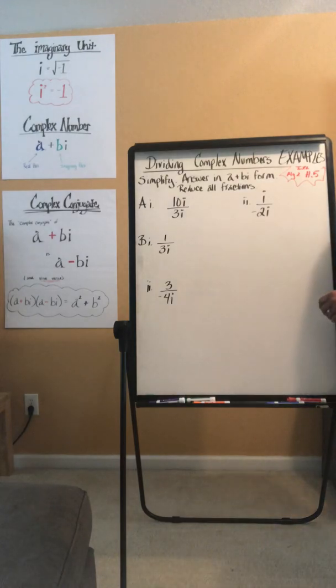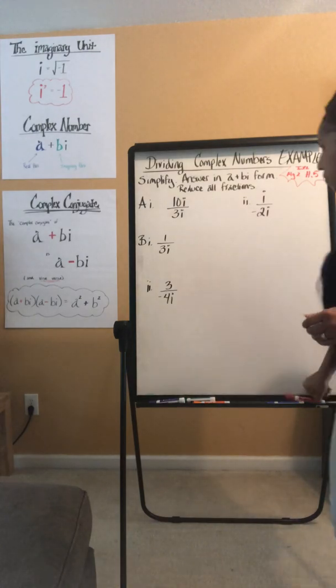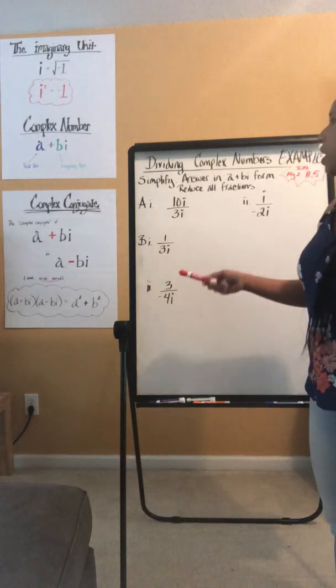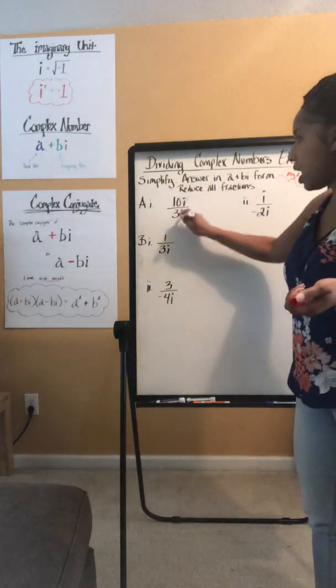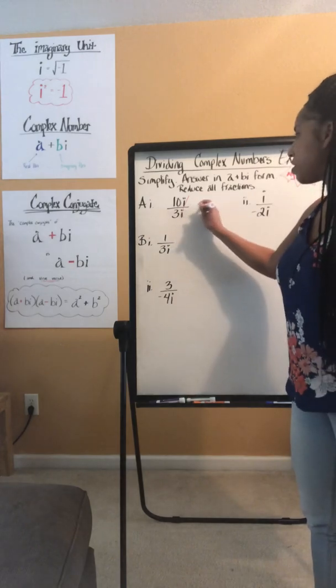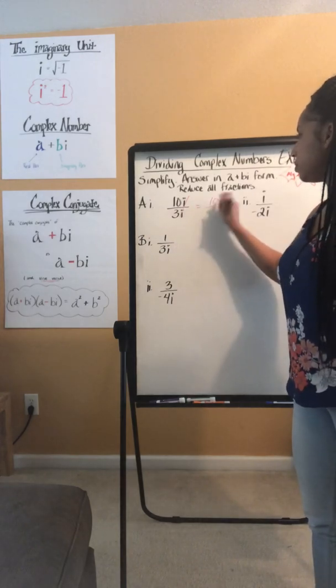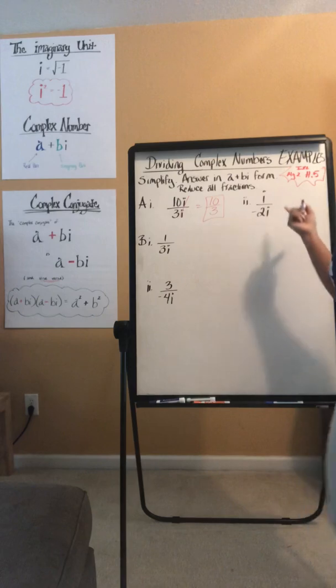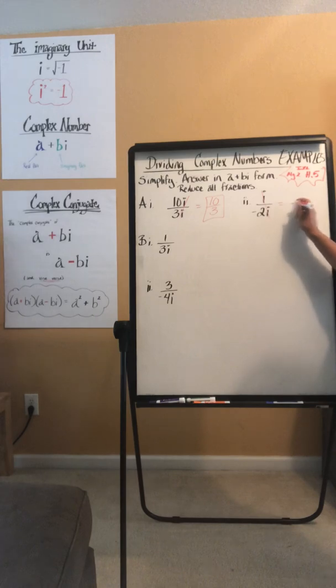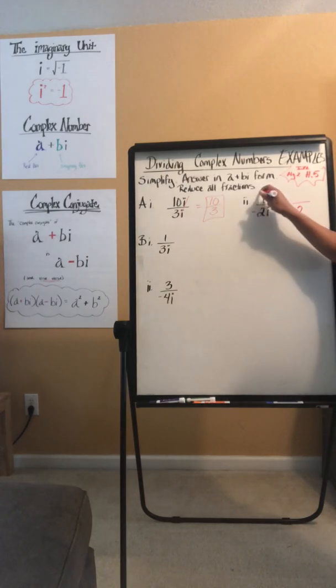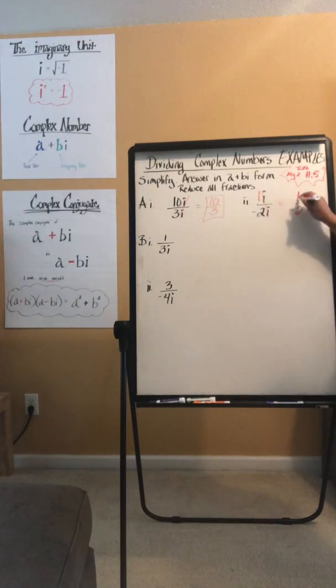It starts you off real simple. We have 10i over 3i. If I just needed to simplify this, I could just cross out the i's, and I would be left with 10/3. Easy peasy. Number 2, same thing. I could just cross out the i's, but then I don't have anything in the numerator, and that can't be, so there's always an imaginary times 1 here. So this will be -1/2.